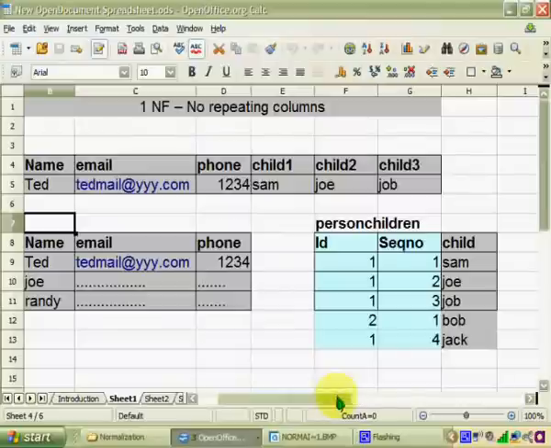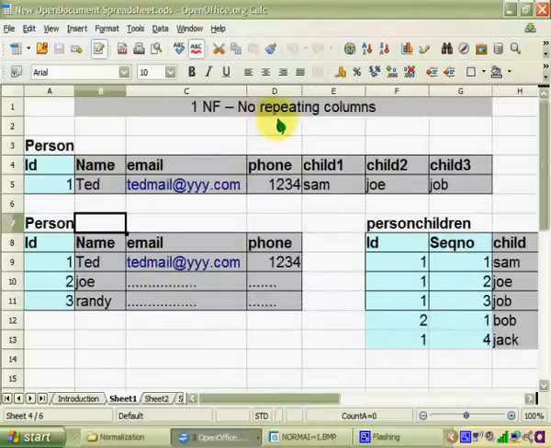We use the sequence number. The primary keys for this person children table are id and sequence number. So it solved the problem of having repeating columns.